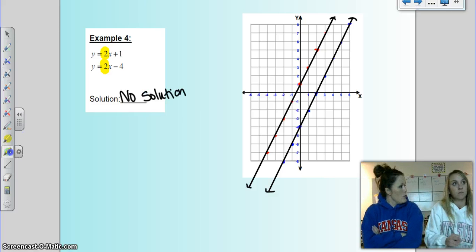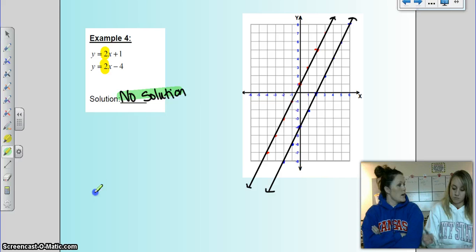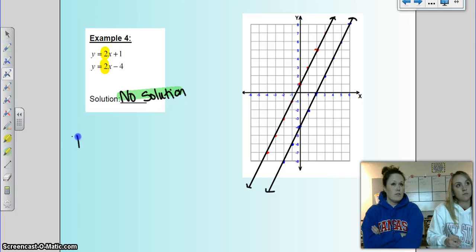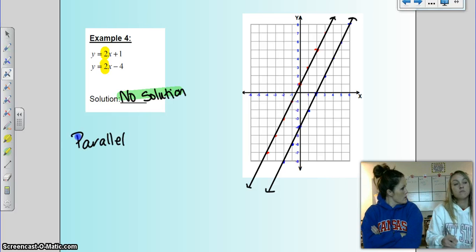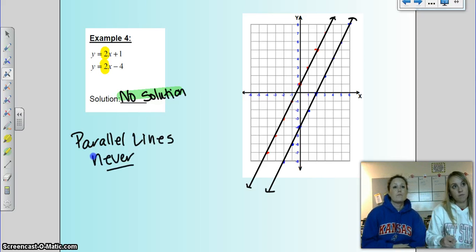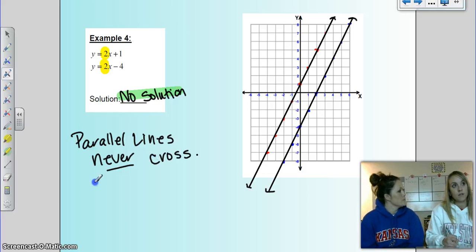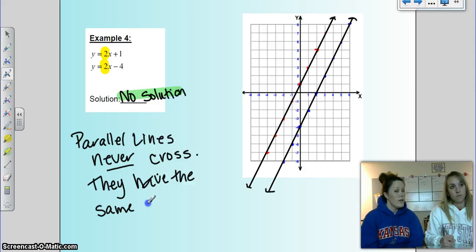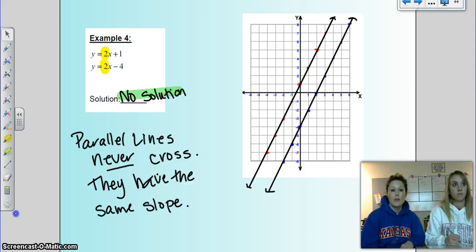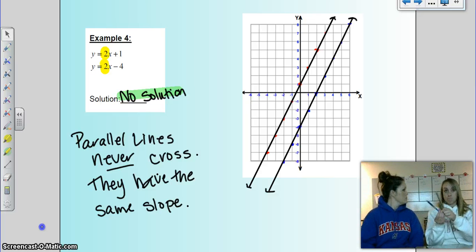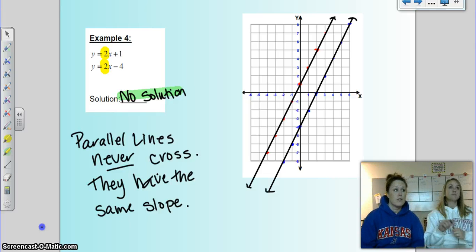Now, here's how we know that it is no solution. These lines are parallel. So would you please write on your paper, parallel lines never cross. They have the same slope. And that's okay. It's okay for us to have a no solution. So when you see lines that have the same slope but a different y-intercept, they're never going to cross. Just like this at all times. And that's okay. So there's no solution to that system.